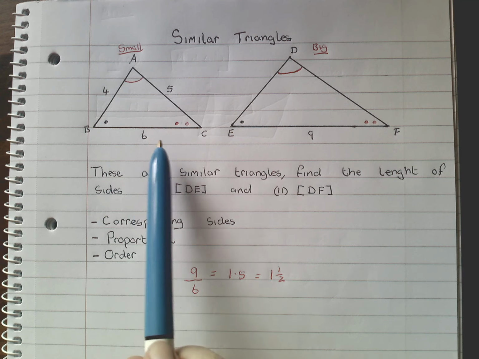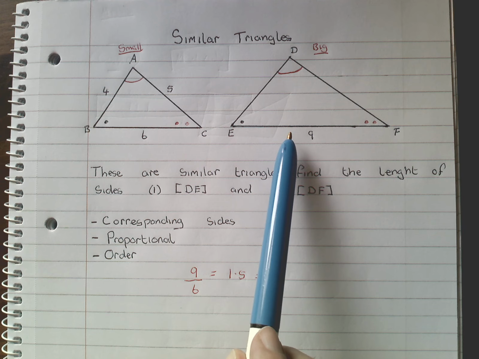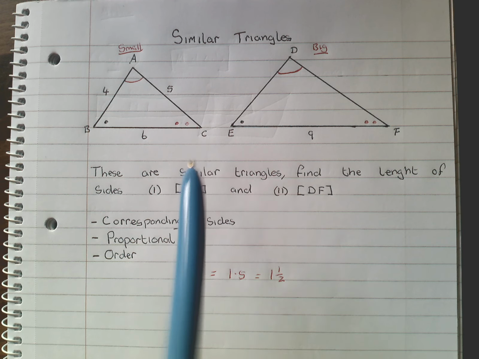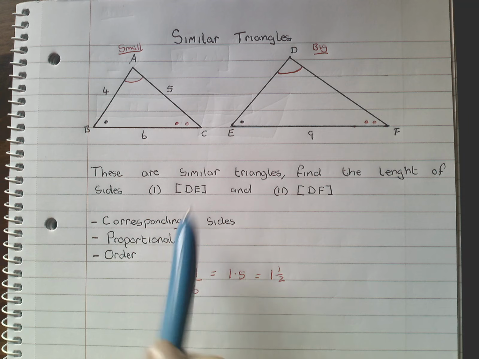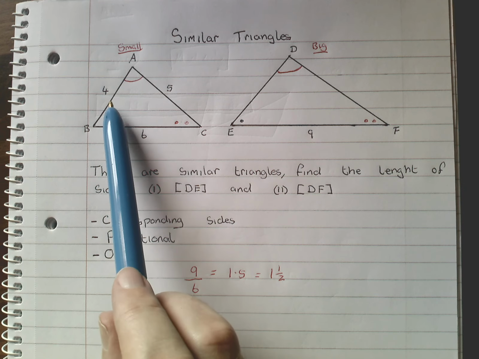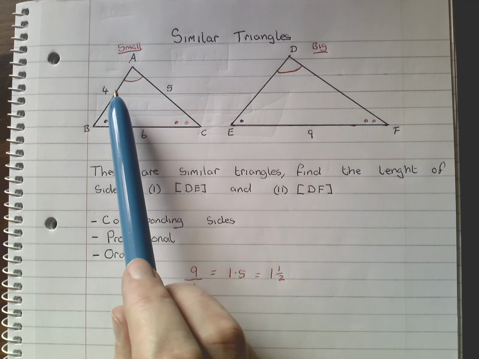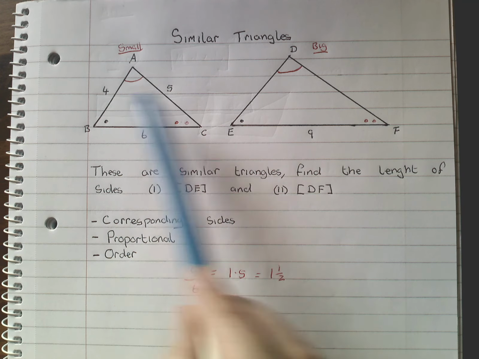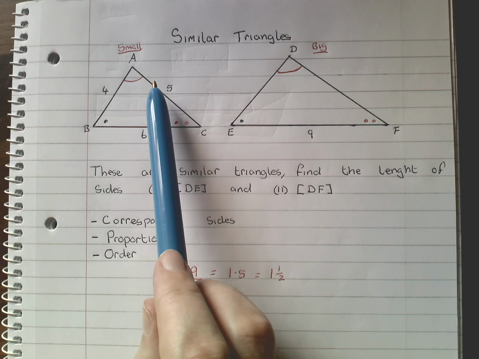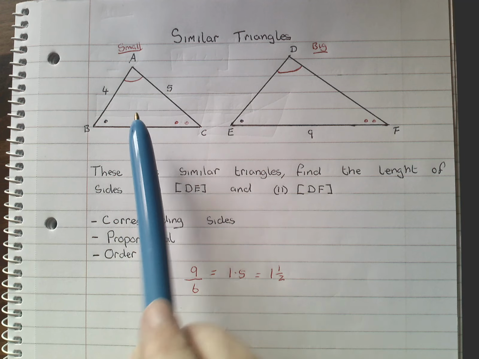So that means that this side here is 1.5 times bigger than this side here. And that correspondence will hold true for all of the corresponding sides, okay? So for example, this side here is going to be 1.5 times bigger than this side. This side here is going to be 1.5 times bigger than this side, because they correspond to each other and because they're similar triangles.